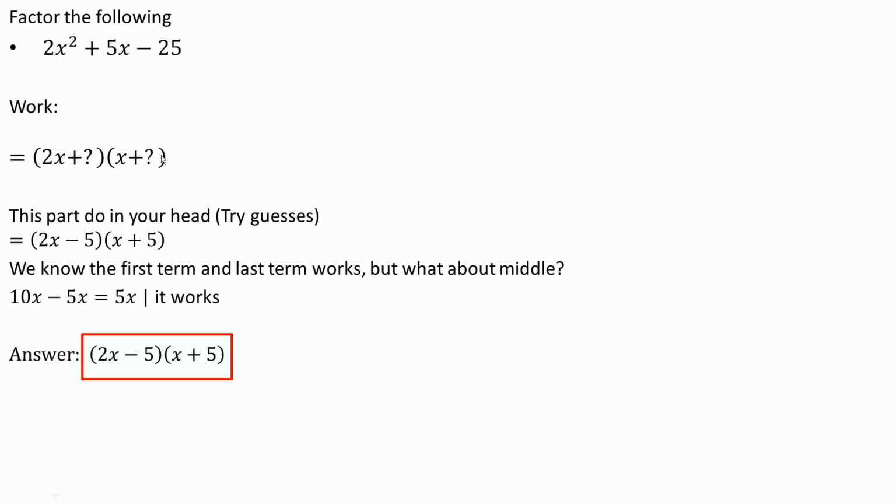And then I check. So 2x times 5 is 10x. Negative 5 times x is negative 5x. And that gives me 5x. And so it's a match. And so this right here is the answer.